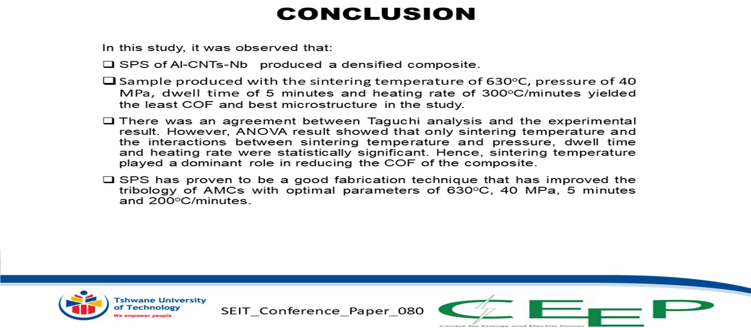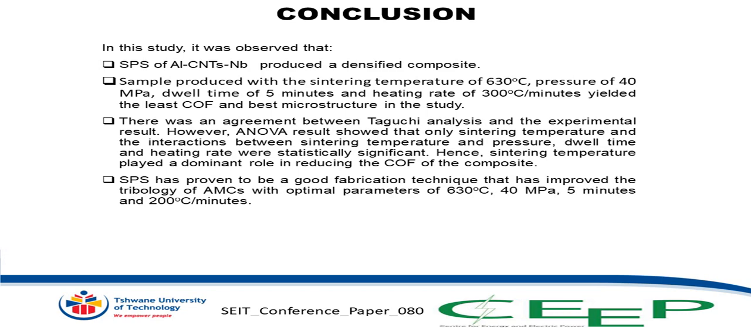In conclusion, in this study, we were able to observe that spark plasma sintering of aluminium carbon niobium produced a densified composite. The sample produced with the sintering temperature of 630 degrees Celsius, pressure of 40 megapascal, dwell time of 5 minutes, heating rate of 300 degrees Celsius per minute, yielded the least coefficient of friction and best microstructure in this study. There was an agreement between Taguchi analysis and the experimental result.